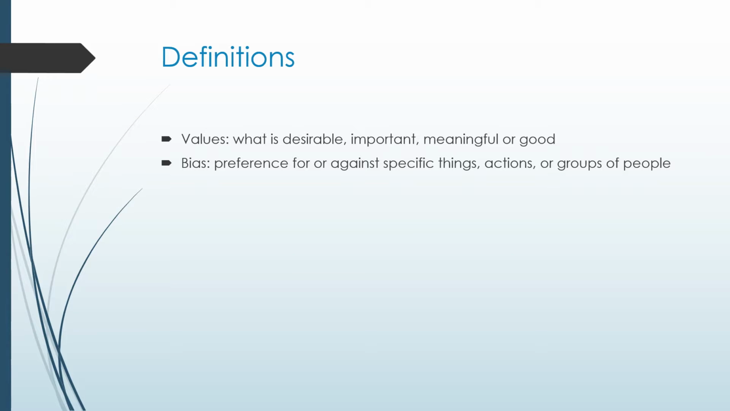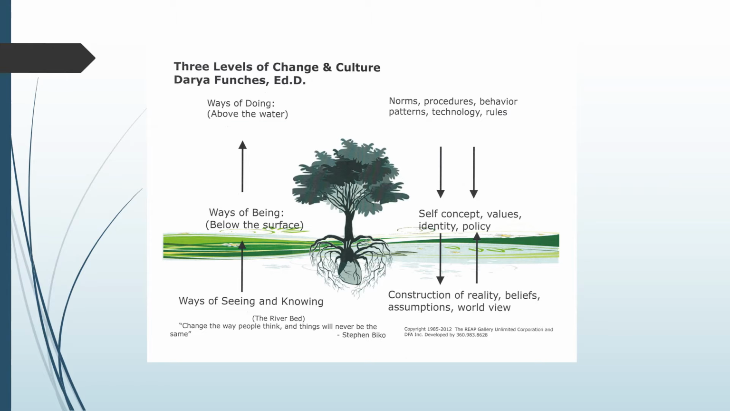And then finally, things that you might be a little more familiar with are values, what we think is desirable, important, meaningful, or good, and then bias. Bias is a human preference for or against specific things, actions, or groups of people. And we can think about values and bias for individuals and cultures and organizations, as well as for our profession.